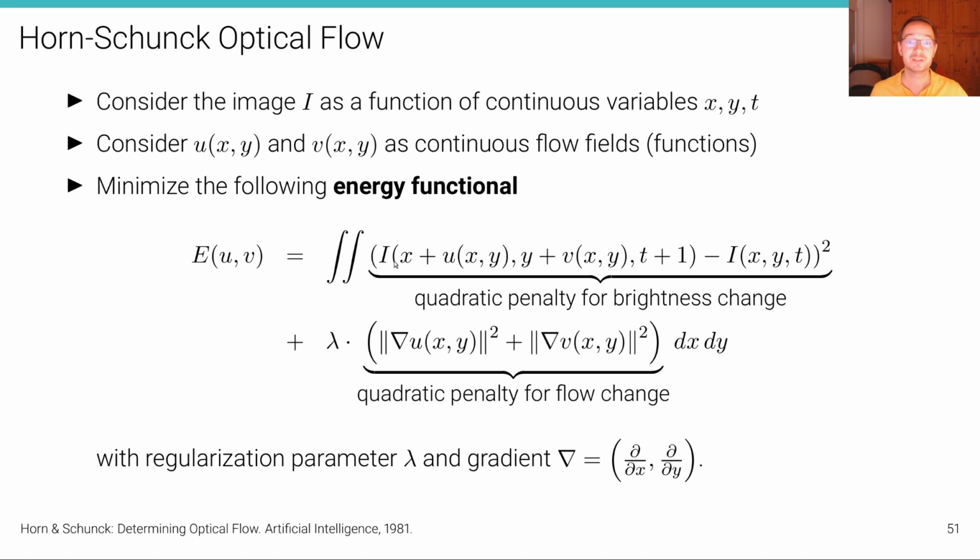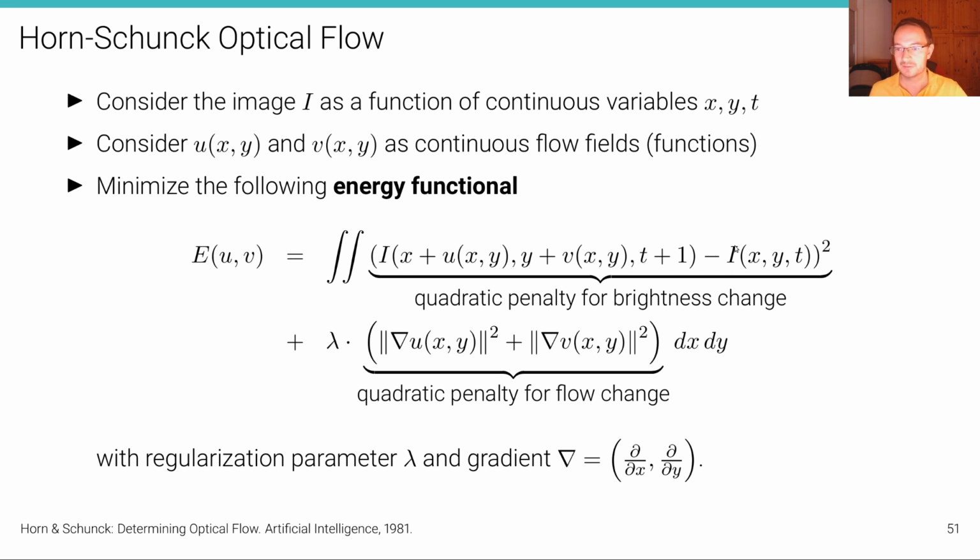And the data term is very simple. It's just a quadratic penalty for brightness change, considering the intensity at location x displaced by the optical flow in u direction, which is the x direction basically, at location x and y. So we just distinguish u, v from x, y to have different variable names, but u is the optical flow in x direction and v is the optical flow in y direction. So here we displace the x, y coordinate by the optical flow that is estimated at these locations. And we consider the next time step and query the intensity.